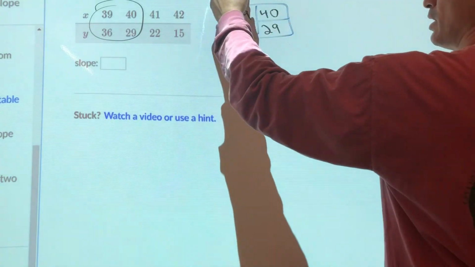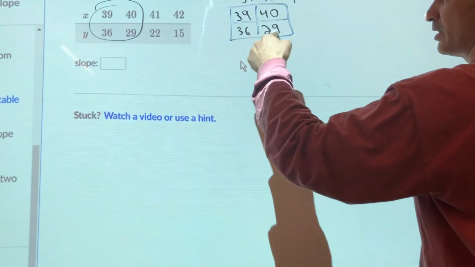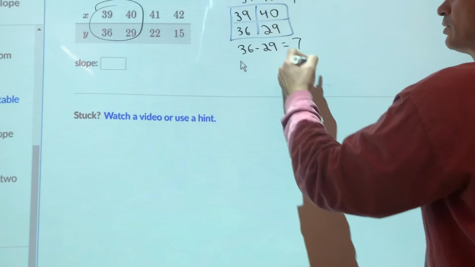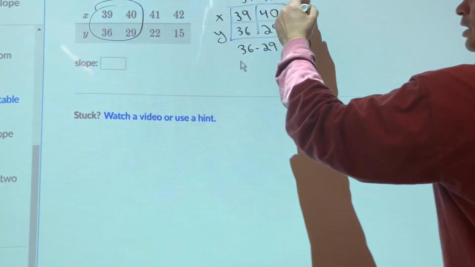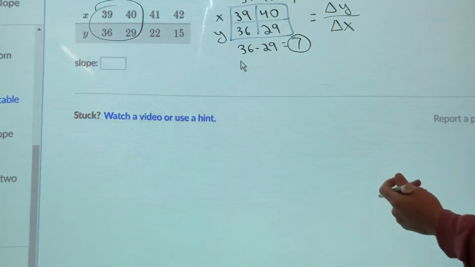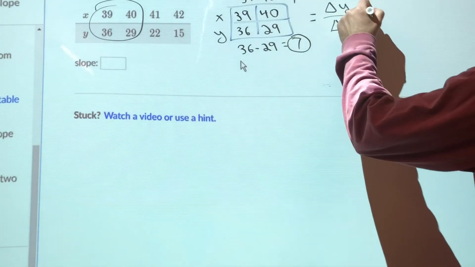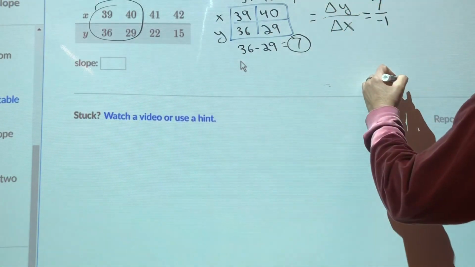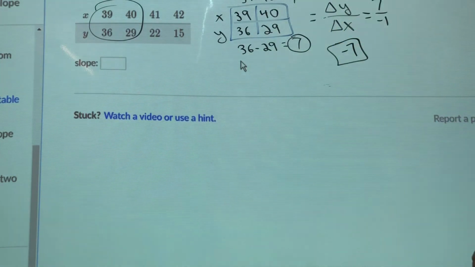39 minus 40 is negative 1. And 36 minus 29 is equal to 7. This is x and this is y. He talks in the video about the change in y over the change in x. That is slope, and it has a lot of meaning. But to find the slope, we just do the change in y over the change in x, which is going to be 7 over negative 1. And 7 divided by negative 1 is negative 7, and that's the slope.